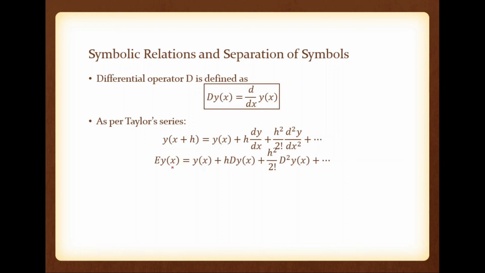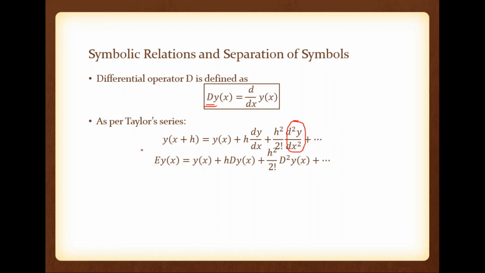So E into y of x is equal to, on the right hand side, y of x plus h into dy by dx. So h into dy of x by dx is h into capital D into y of x, plus h square by 2 factorial. Now what is this term? This is nothing but capital D square y of x, the second derivative of y of x, plus etc. So E y of x is equal to y of x plus h capital D y of x plus h square by 2 factorial capital D square y of x plus etc.